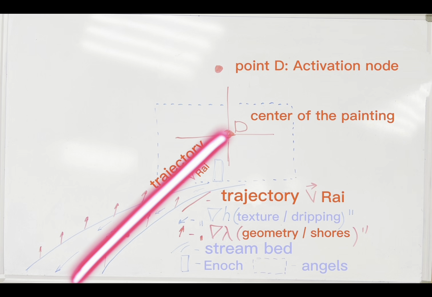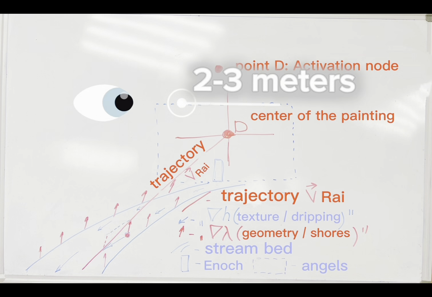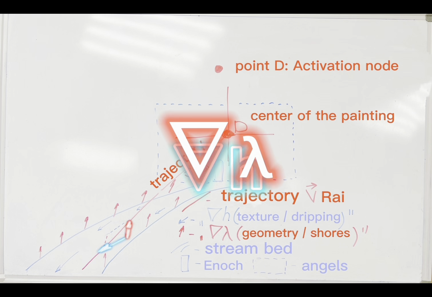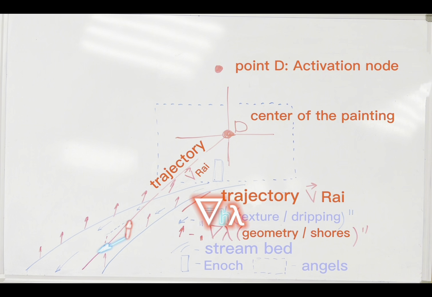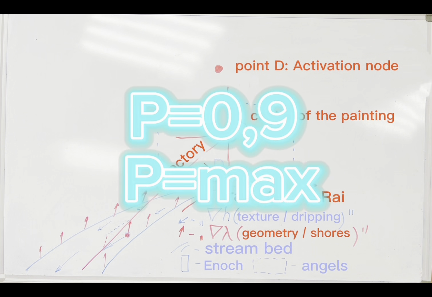This is the trajectory of the vector Rai, the resulting vector of the observer's gaze movement at a sacred distance of 2 to 3 meters. It is obtained according to the strict law of the addition of forces nabla H and nabla lambda. The entire engineered retention system forcefully accelerates the pupil along the riverbed of the stream, from the edge of the canvas to its geometric and semantic center. The vector Rai pierces the waveguide at full speed and crashes directly into point D, the activation node. The braking shutter activates, and the peak of attention density ignites.